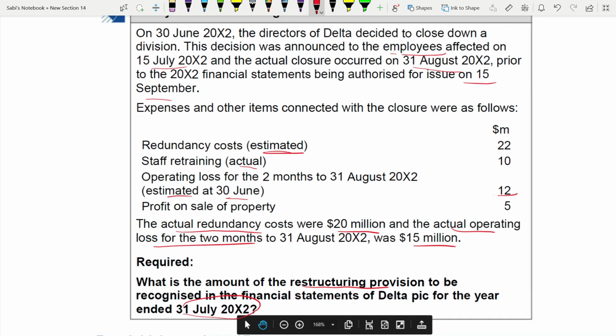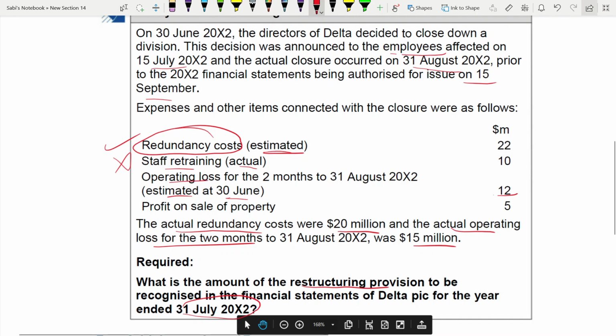This is a very simple question. You just need to know out of this cost that is given to you, which one you take in restructuring provision and which one you do not take. Okay. So out of all this cost, only one cost goes as a restructuring provision. Tell me that. If you're wise enough, you'll be able to figure it out. It is redundancy cost. Only redundancy cost goes as a restructuring provision. Because according to the list, all the other costs are prohibited. You see, staff retraining. Can you take it as a restructuring provision? Nope, it's prohibited. Remember that list in the previous slide.